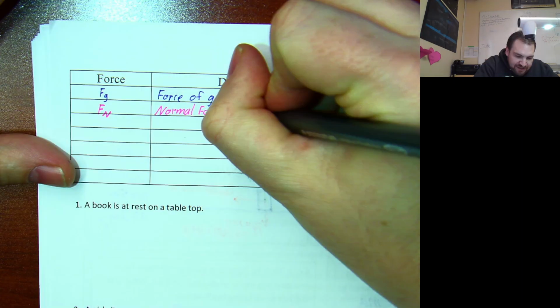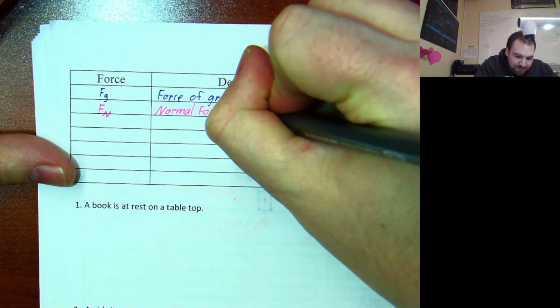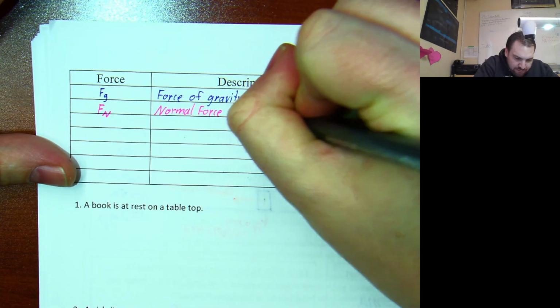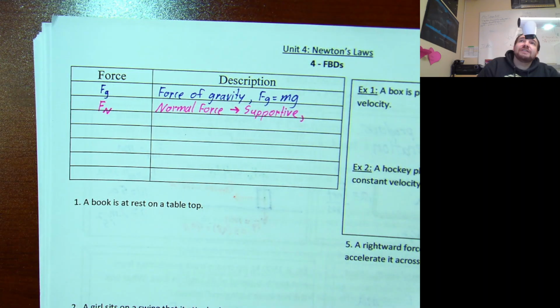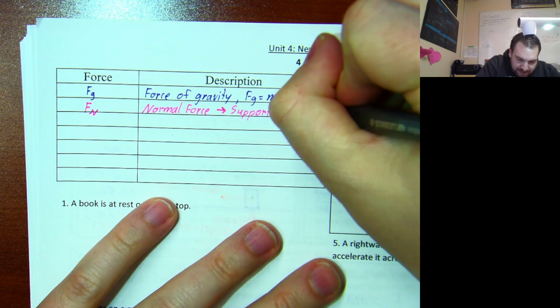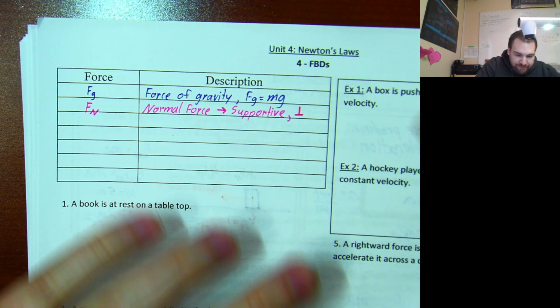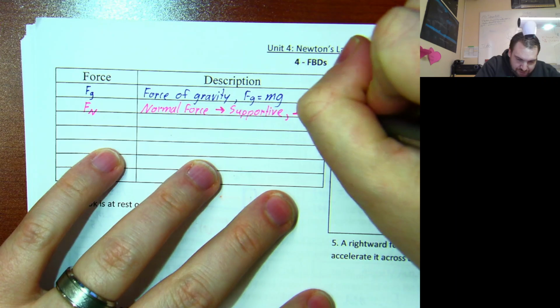Normal force is a supportive force. And I don't have a lot of space. It's always perpendicular, that's the mathematical symbol for perpendicular, to a, and I'm running out of space here, but that should say surface.